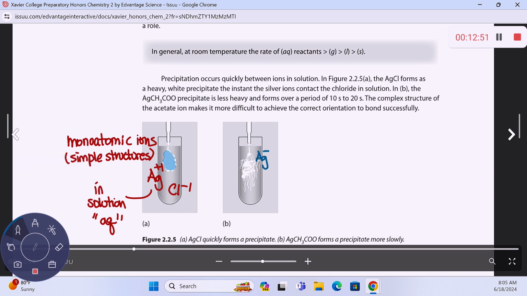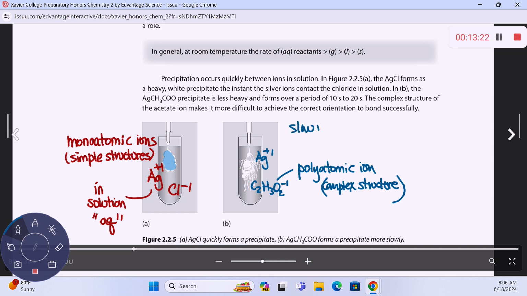On the other hand, on the right-hand side, you have more complicated structures. You still have your silver ion, but then you've got your polyatomic ion, which is the acetate ion. Acetate ion is a very complicated structure. You're going to have to break some bonds there in order to get it to react with the silver. You can see how the precipitate is slowly forming in the solution as you mix the two together. Okay, so this is a very slow reaction in comparison to this one, which is a very fast reaction.